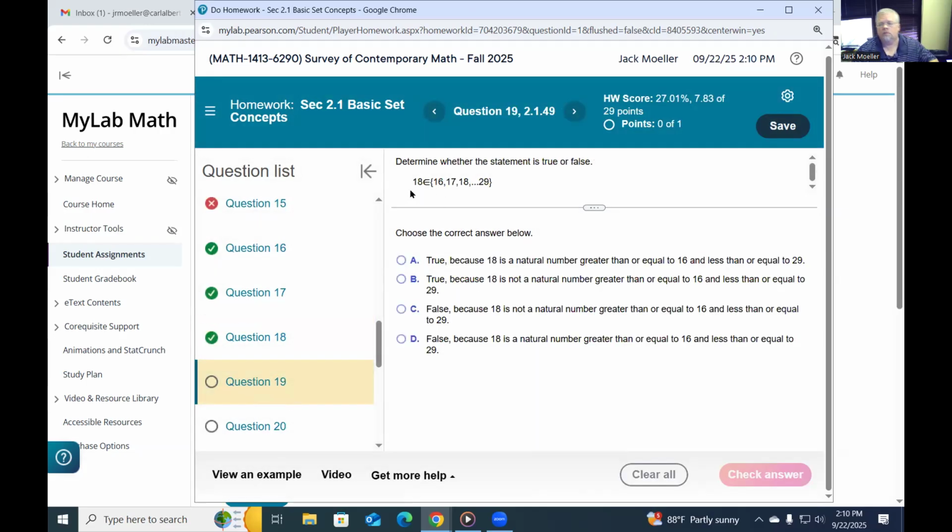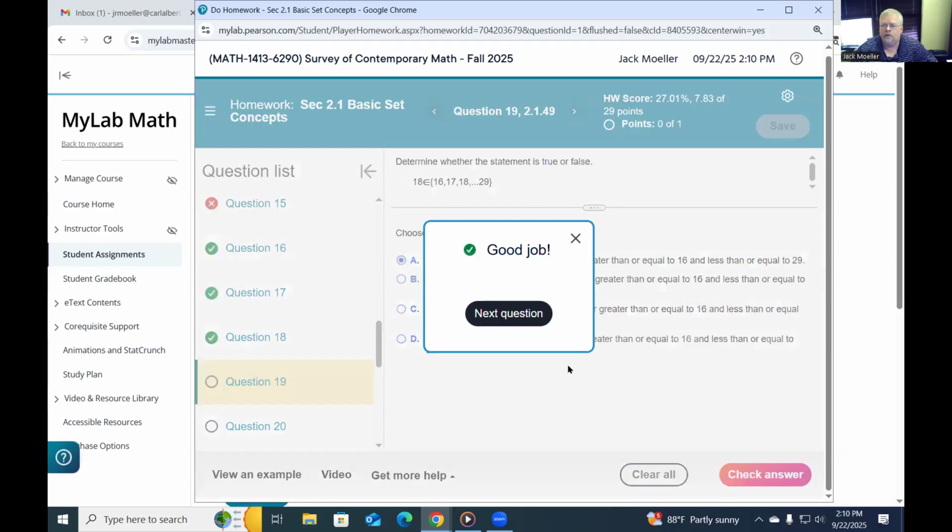So the next one, true or false. 18 is an element in that set. So 18 is in there, so it's true. So it's either A or B. Now, again, this is where MATLAB is trying to do conceptual stuff. Is a natural number. Can't be not a natural number because 18 is a positive number.